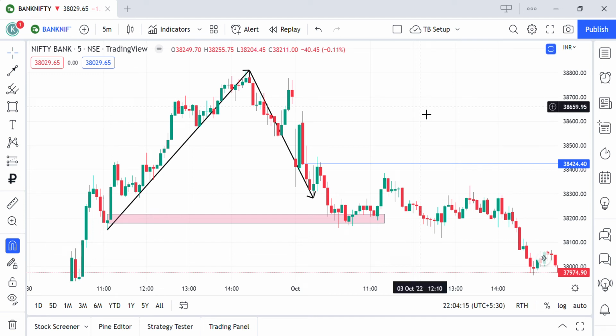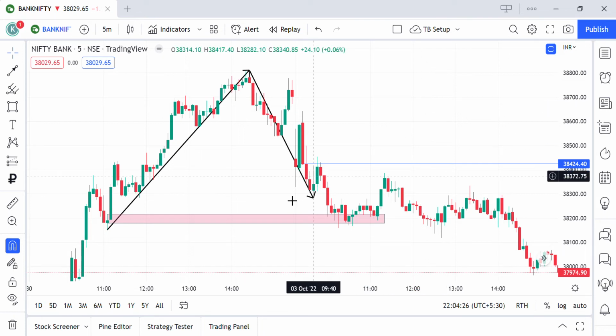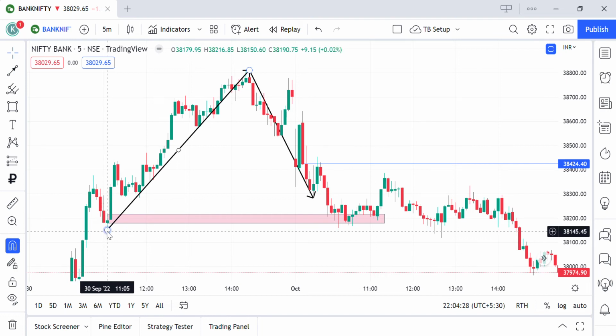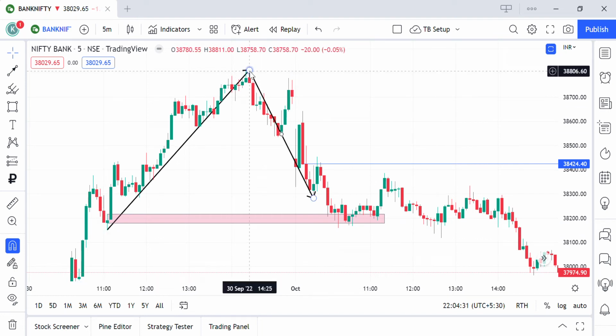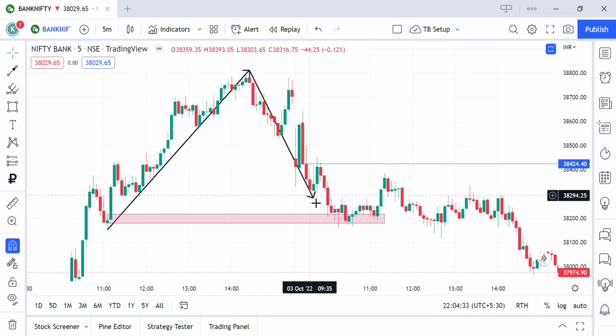Hi friends, in this video we will discuss the counterpart between major flow and minor flow in Bank Nifty 5 minutes chart on 3rd of October 2022. We have one major vector from this point to this point and minor flow from this point to this point.